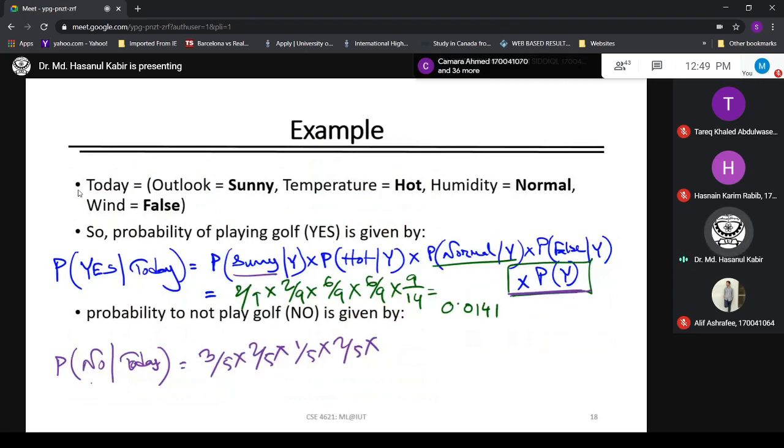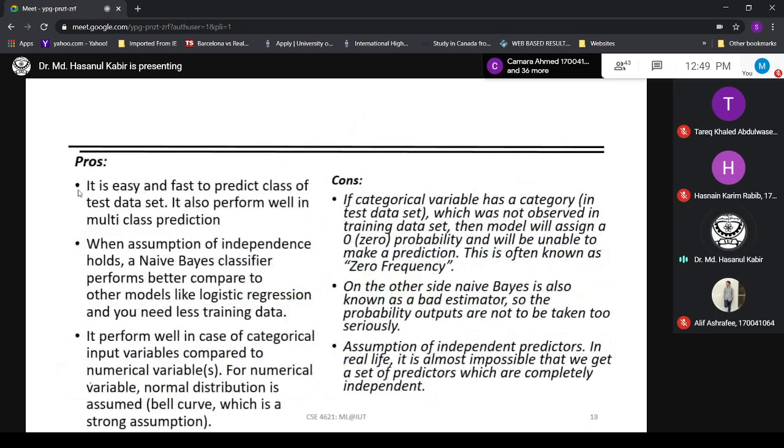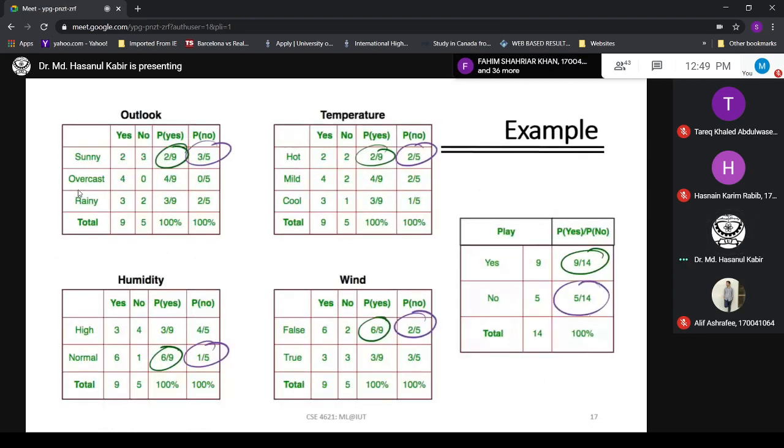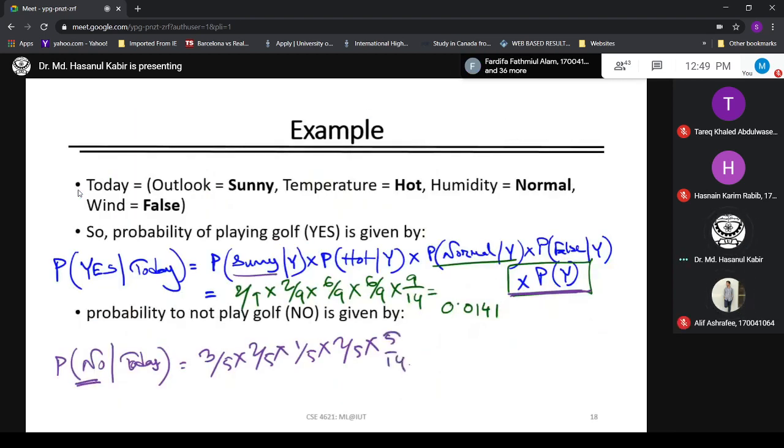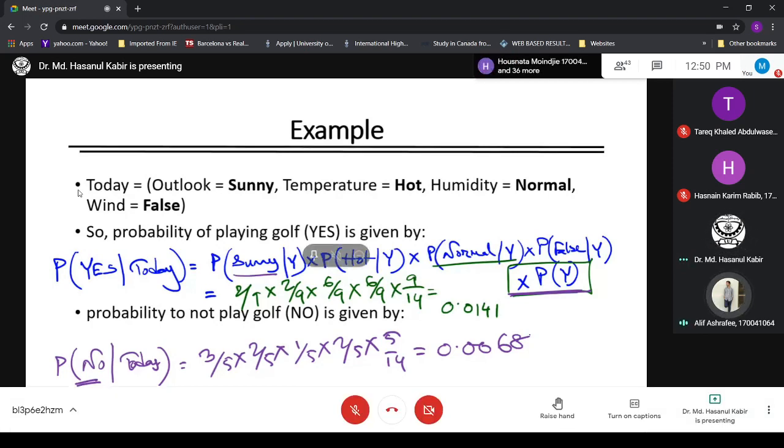We have the probability of yes, but for this case, we have to compute the probability of no. And what is the probability of no? 5 by 14, right? Yes or no? So we have 5 by 14. This will be equal to what? 0.0068, something like that. So now, if you want to make the prediction whether you are going to play or not, what should you do? You take the decision in favor of which class? Yes class or no class? Yes class, because the yes class has higher probability than the no class. Correct?